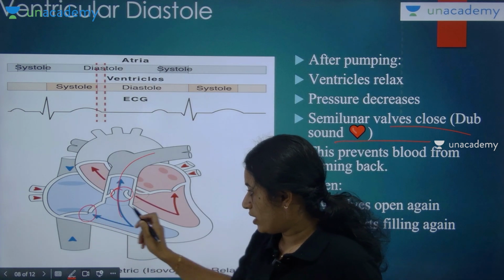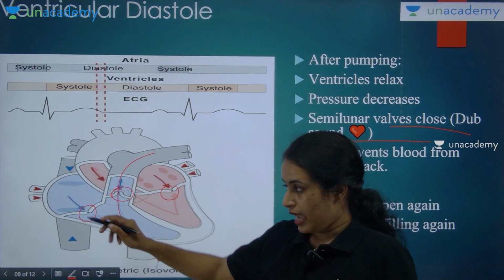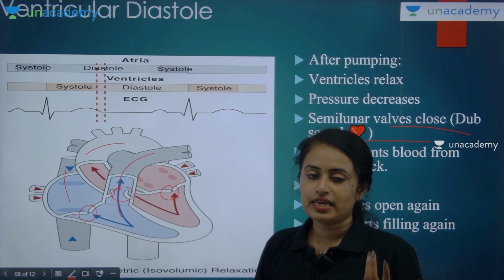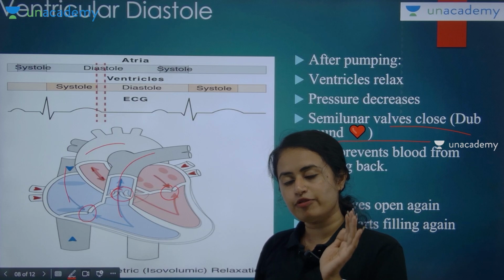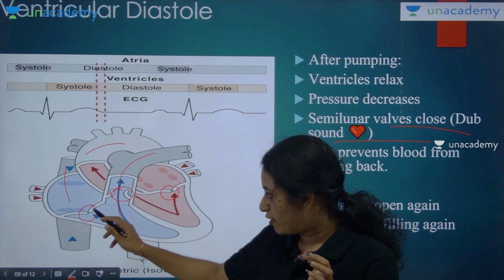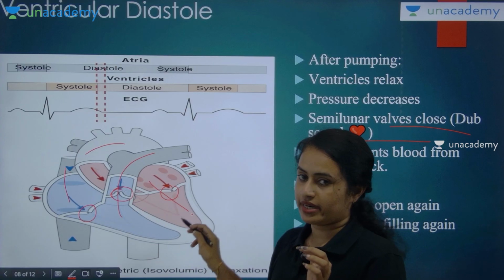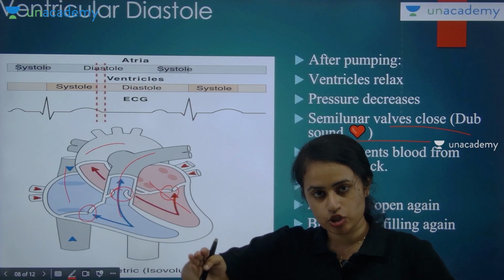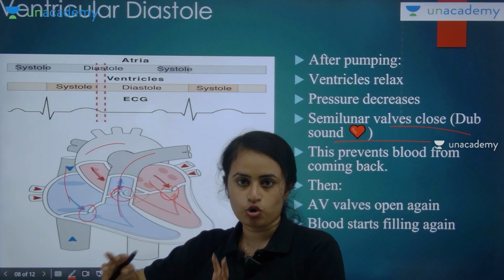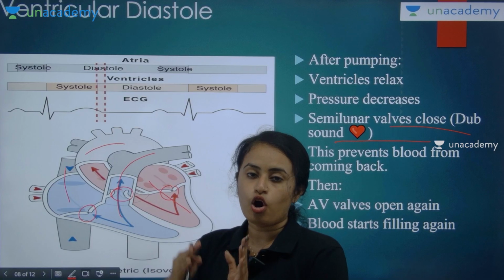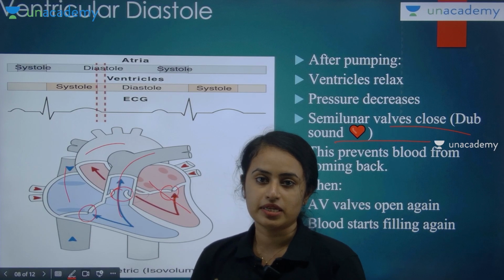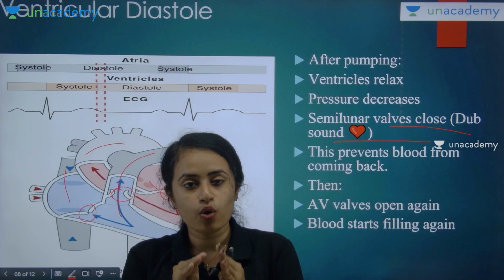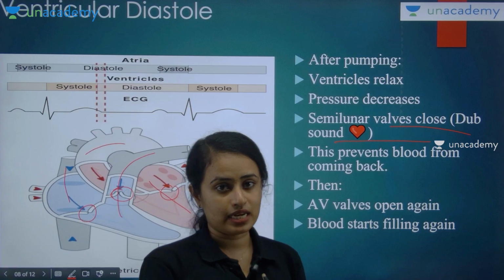The AV valves will again open, and again from the pulmonary vein as well as the superior and inferior vena cava, the blood is pumped, filling both atria, and as the AV valve opens, it moves into the ventricle. So the ventricle undergoes diastole, and again this process, atrial systole, atrial diastole, ventricular systole, ventricular diastole, this sequence of events repeats again and again in our bodies. So this is a glance of how a single heartbeat takes place in our body.